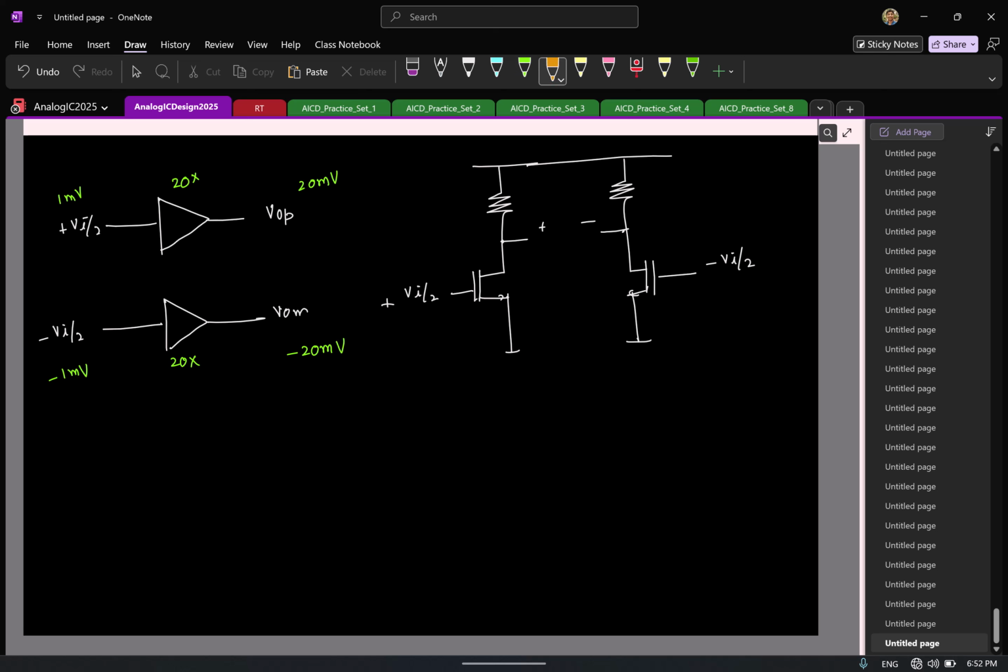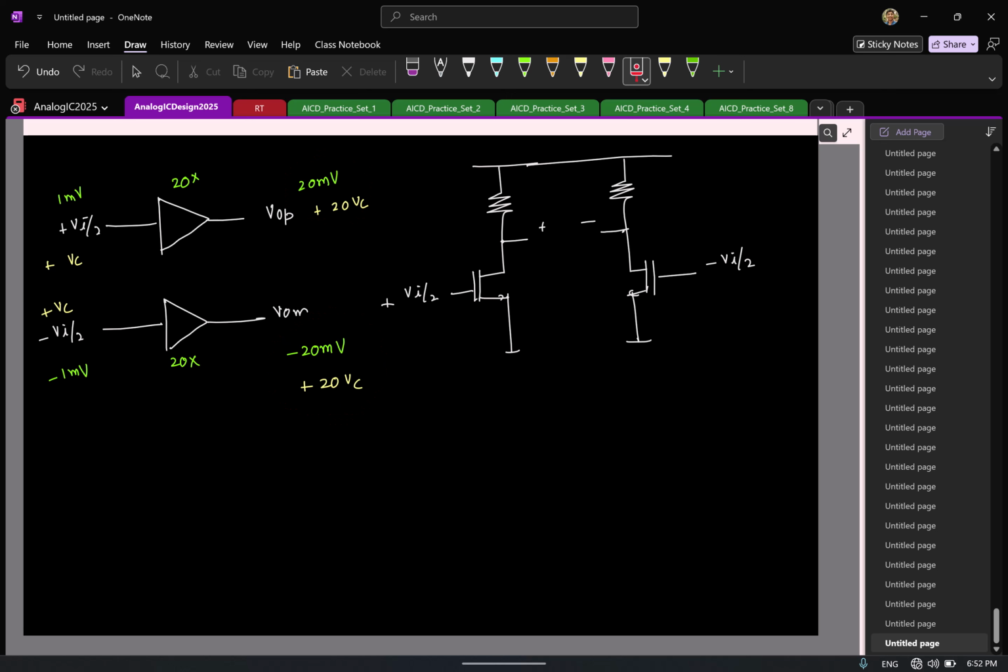Now, let us say you have an interfering signal getting added to it, say Vc. At the output, what will I have now? Plus 20 times Vc. Same here. What I'm saying is the input signal is basically 1 millivolt plus Vc, and the gain is 20. Again, if you take the difference between the two, the Vc term cancels.